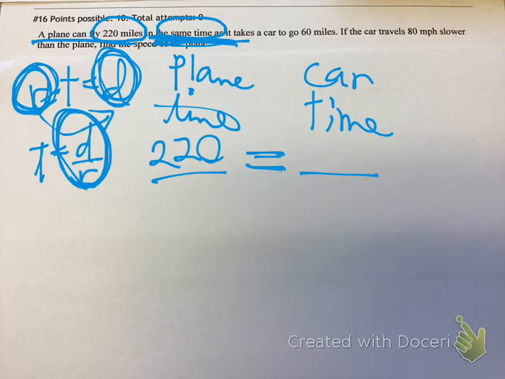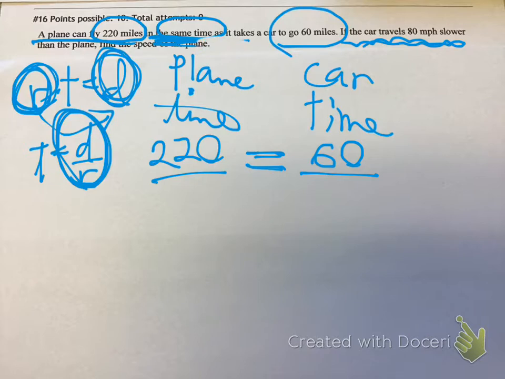And then the same amount of time it takes the car to go 60 miles, that's how far the car goes, that's the distance for the car. And then we're about to solve for rates here, or figure out what we can say about rates, actually. And so it says the car travels 80 miles per hour slower. And so if that's all they give us for rates, we'll have to work with it.